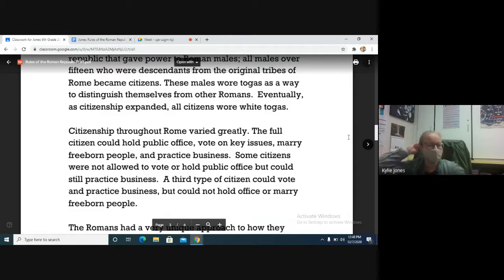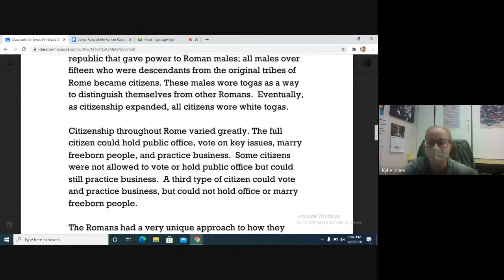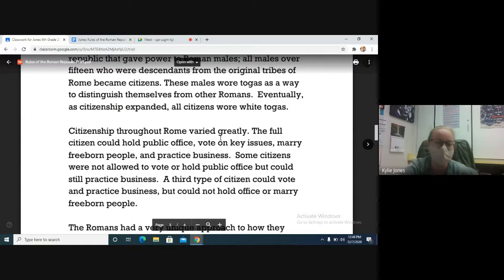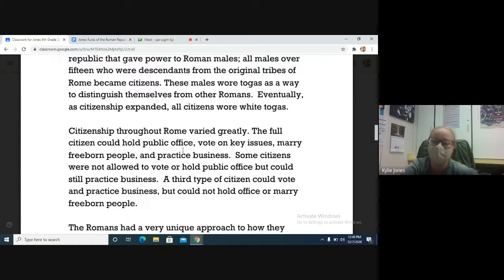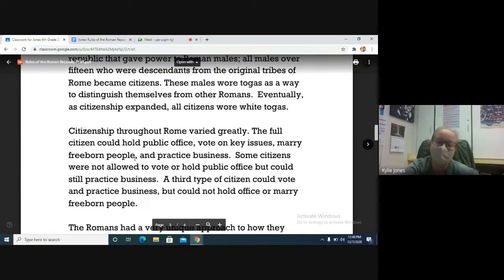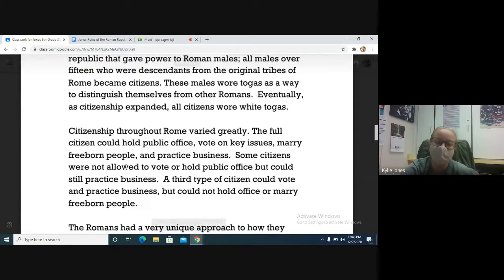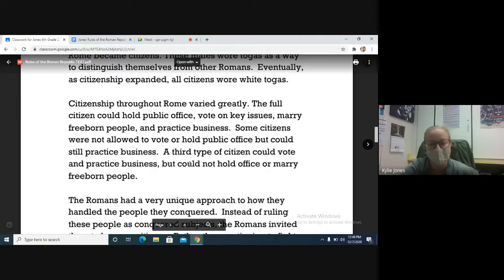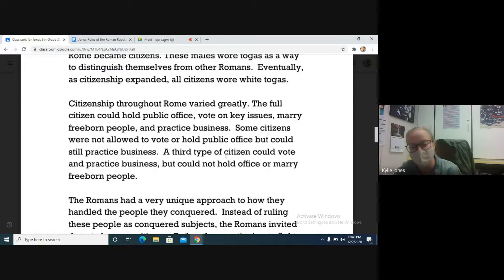Then it says citizenship throughout Rome varied greatly. The full citizen could hold public office, vote on key issues, marry freeborn people, and practice business. Some citizens were not allowed to vote or hold public office, but could still practice business. A third type of citizen could vote and practice business, but could not hold office or marry a freeborn person.